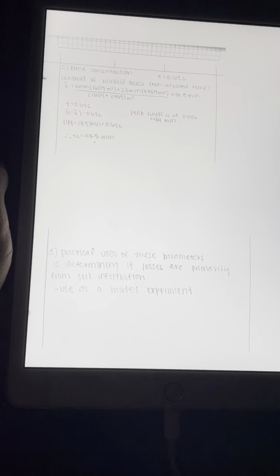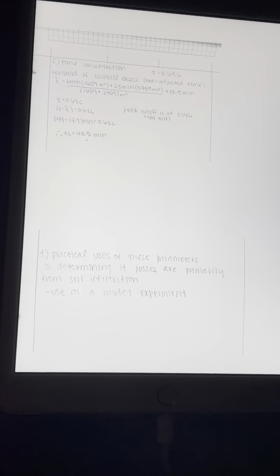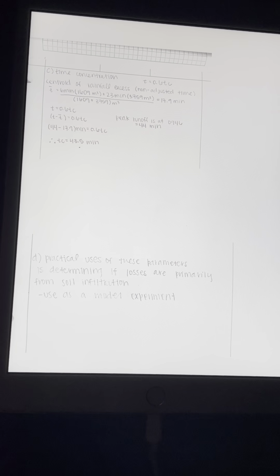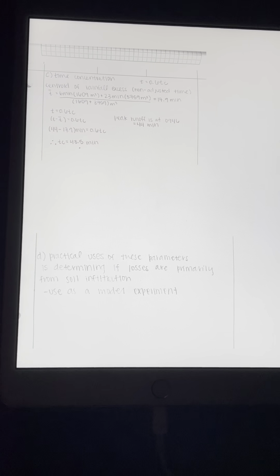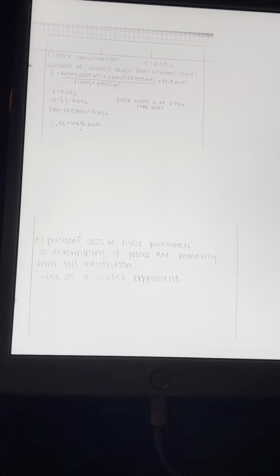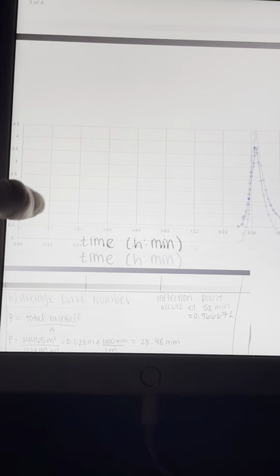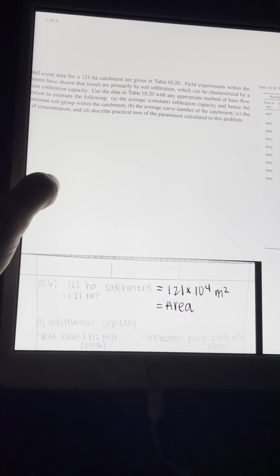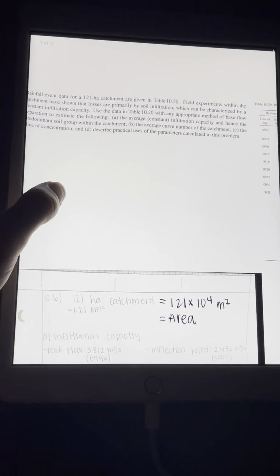Lastly, this problem calls for practical uses of these parameters, and so I think that you can use these parameters in determining if losses are primarily from soil infiltration, and you can also use it as a model experiment. If you're wondering the same things as this problem statement did, you can follow this problem to determine if losses are primarily by soil infiltration.